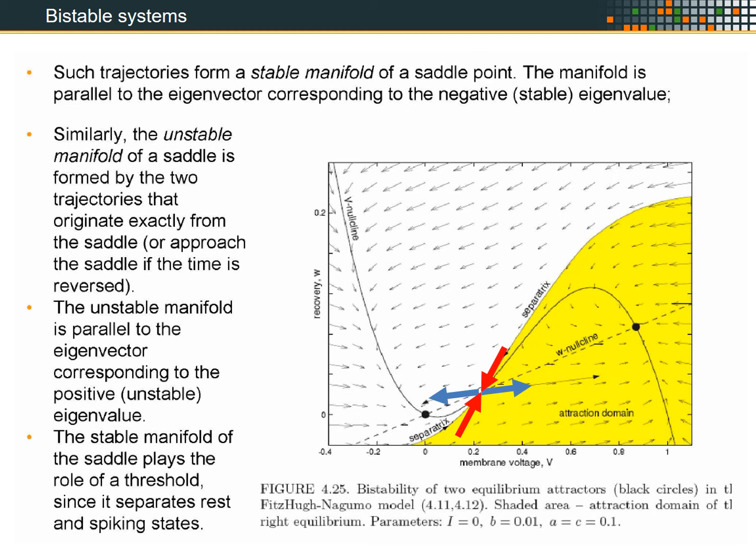So similar to an unstable manifold of a saddle, it's formed by the two trajectories that originate exactly from the saddle. The unstable manifold is parallel to the eigenvector corresponding to the positive unstable eigenvalue, which is the blue one, the repelling one, and the stable manifold of the saddle plays the role of the threshold, since it's separating the resting state and the spiking state.